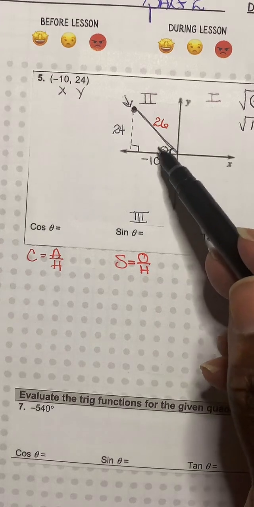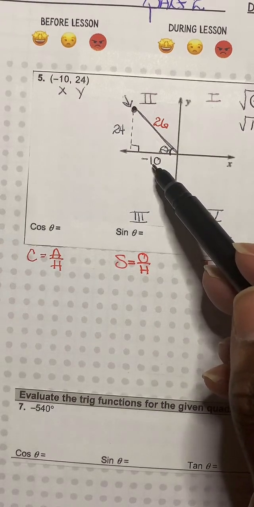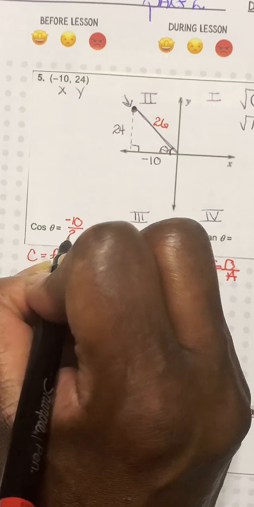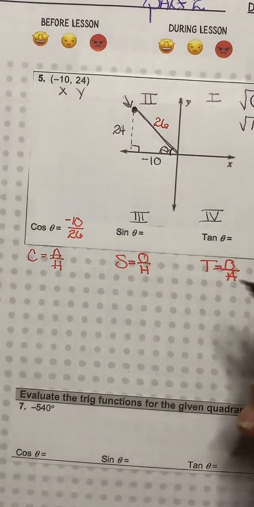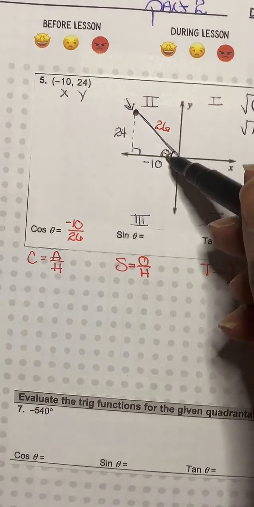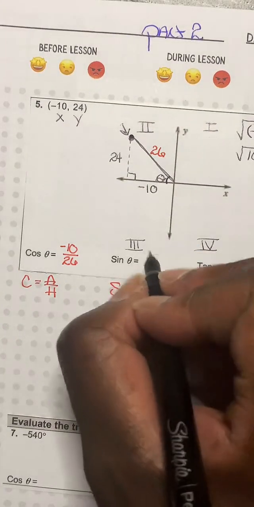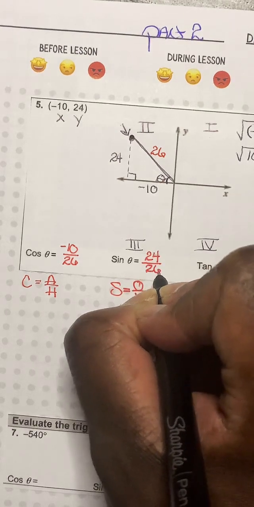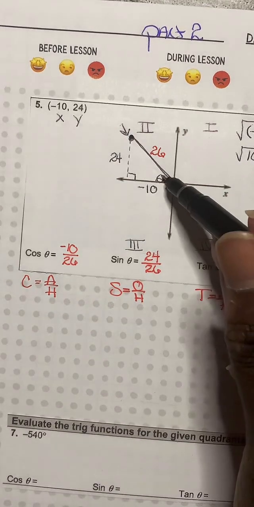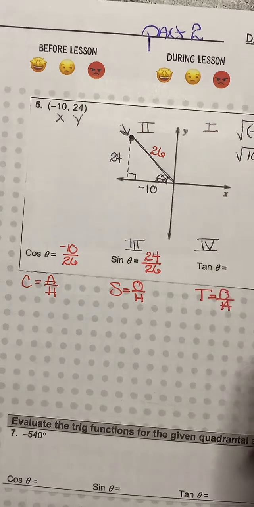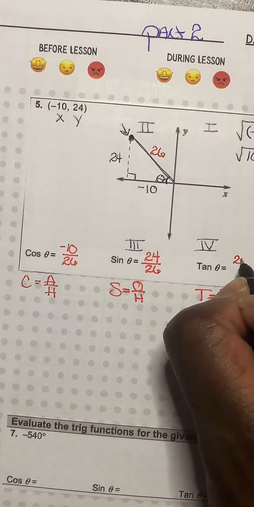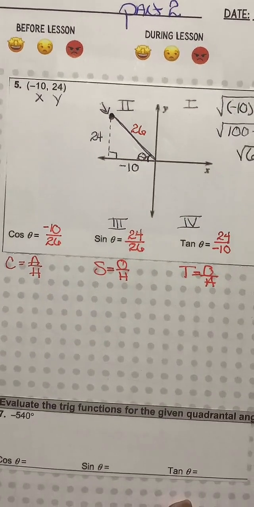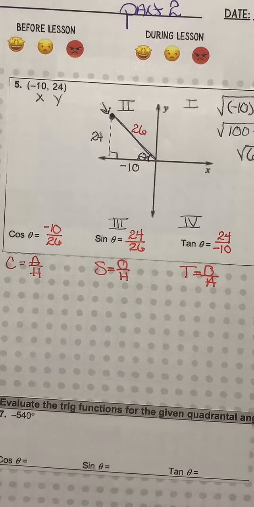So if this is our angle, adjacent means next to. So that means we have negative 10 over 26 for cosine, which could be reduced. Our sine, based on the theta, is opposite, so opposite is 24 over 26, which can be reduced. And our tangent is opposite over adjacent, which is 24 over negative 10, which can be reduced. But I just want you guys to get the idea.